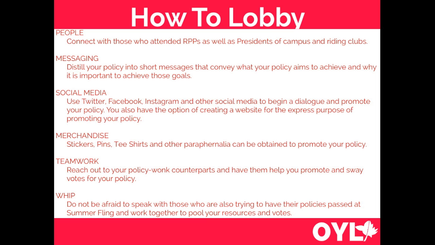When I talk about people, what I'm referring to are the folks who attended your regional policy parliament and all the folks who attended all the other regional policy parliaments. That's where you want to start. You want to be making connections with people who you know are going to be at Summer Fling, who you know have a vested interest in the results of Summer Fling. Those are the people you want to be connecting with.